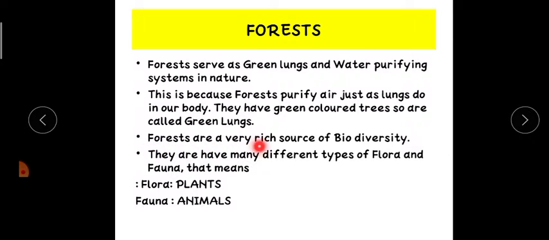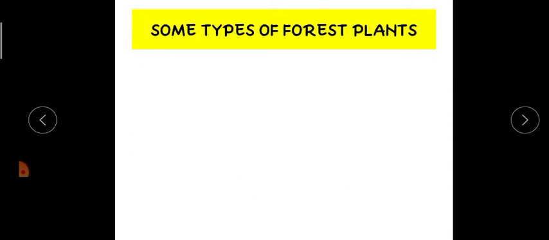Forests are a very rich source of biodiversity. You can see many different types of plants, animals and microorganisms in the forest. There are many different types of flora and fauna in the forest. What do you mean by flora and fauna? Flora means plants and fauna means animals. Okay children, you remember this. So a forest contains different types of plants and animals within it.